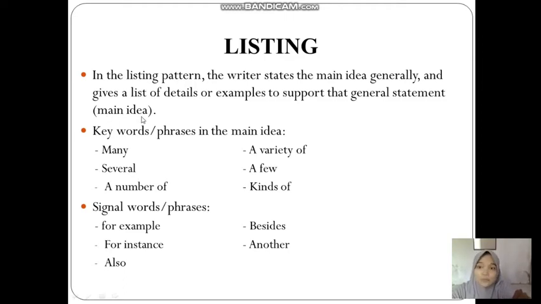So, how can we know the paragraph using listing pattern? We can identify the keywords in the main idea, such as many, several, a number of, a variety of, a few, and kinds of. Then, we should identify the signal words, such as for example, for instance, also, besides, and another.